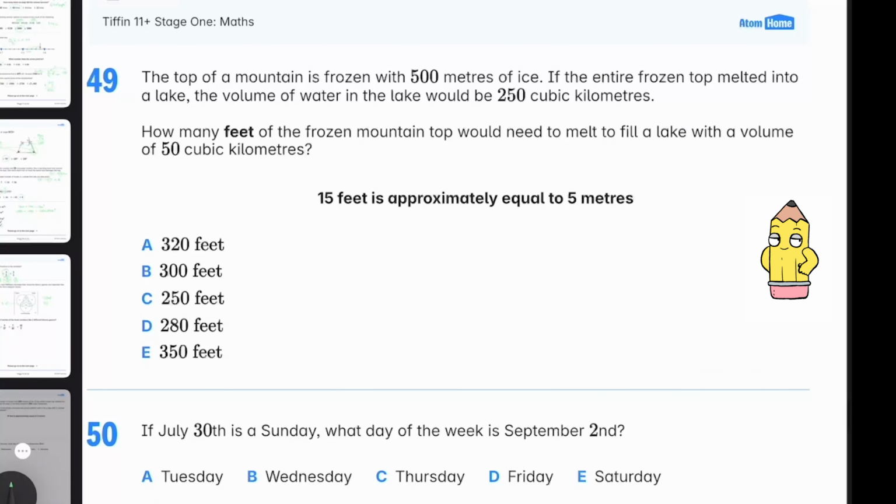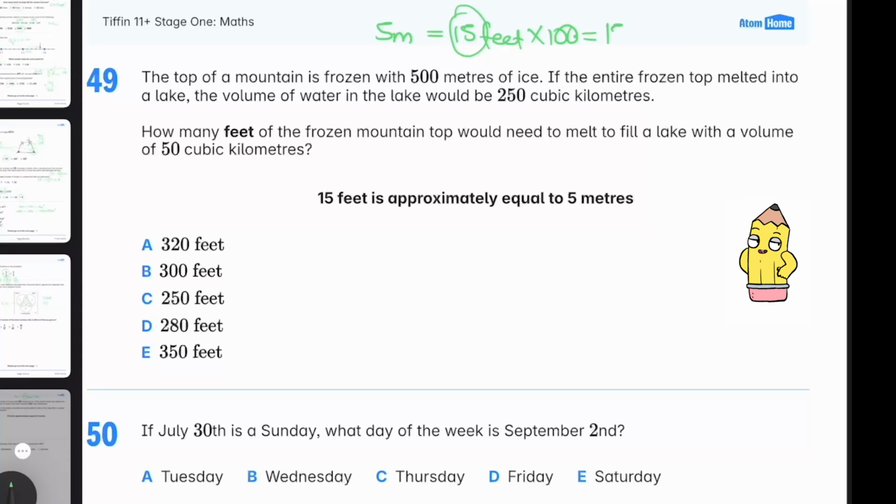Okay, question 49. The top of a mountain is frozen with 500 meters of ice. If the entire frozen top melted into a lake, the volume of water in the lake would be 250 cubic kilometers. How many feet of the frozen mountain top would need to melt to fill a lake with a volume of 50 cubic kilometers? So again, we need to convert 500 meters into feet. And we know for every 5 meters, there's approximately 15 feet. The scale factor is 100, since 500 divided by 5 is 100. So we need to multiply 15 by 100.